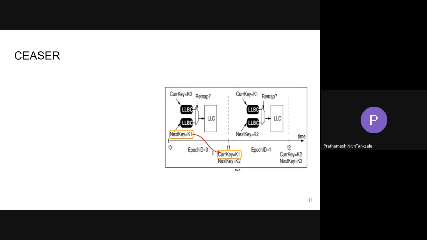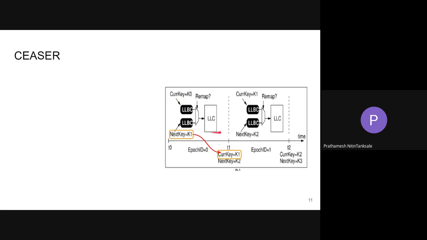What happens is after every time interval, let's say from t0 to t1, there are two keys which are functional. So this encryption and decryption is happening on two keys. There is one current key and one next key, right? After every time interval, which we call an epoch, the next key will become the current key and a new next key will be generated randomly, right? So the cache will operate on both the current key and the next key.